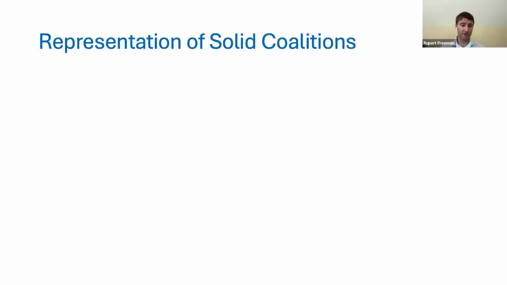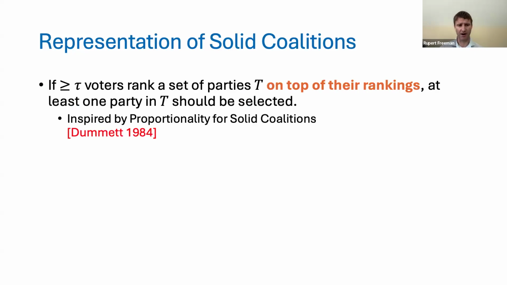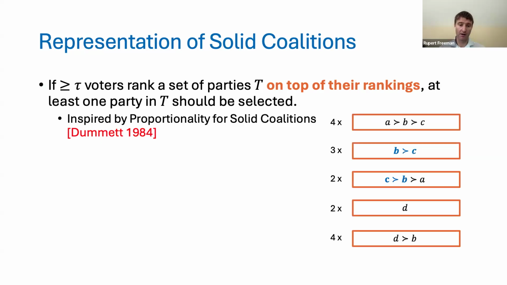So the first axiom to tell you about is called representation of solid coalitions. It's inspired by and very similar to Dummett's proportionality for solid coalitions property. It says that if at least tau voters rank a set of parties at the top of their rankings, then at least one party in that set should be selected. So here's our example from before. We had 5 voters, tau is equal to 5 in this example, who rank B and C at the top of their rankings. I've highlighted that group of B and C voters in blue. And therefore, one of B and C should be elected according to this property.